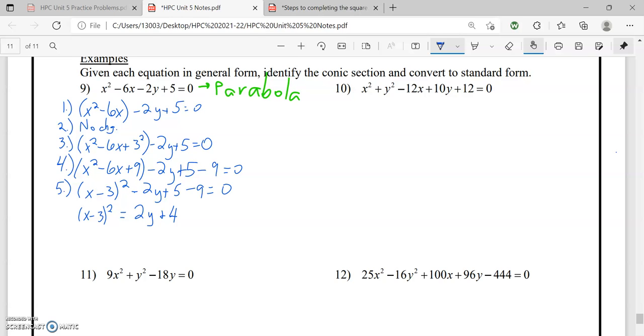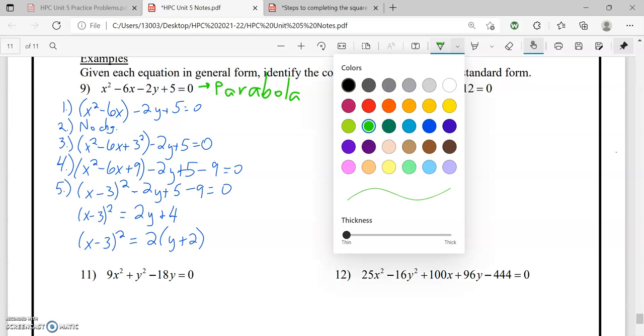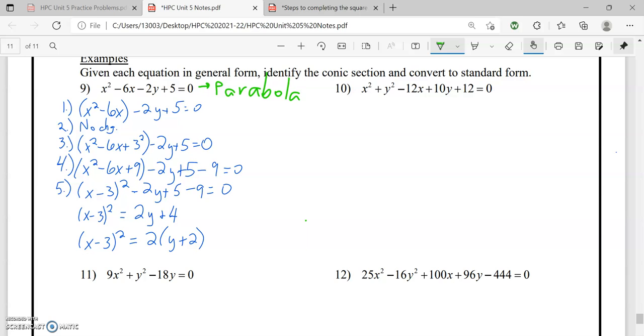Now we're not quite, again, in the standard form yet. What we need to do is one more step. So x minus 3 squared equals, and then we're going to take the 2 out front, 2 times y plus 2. We're going to factor that because the general form says 4p times the quantity y minus k. So I'm going to change that to green, I'll box it in a little thicker, and there's our answer. Okay, that's what we do.